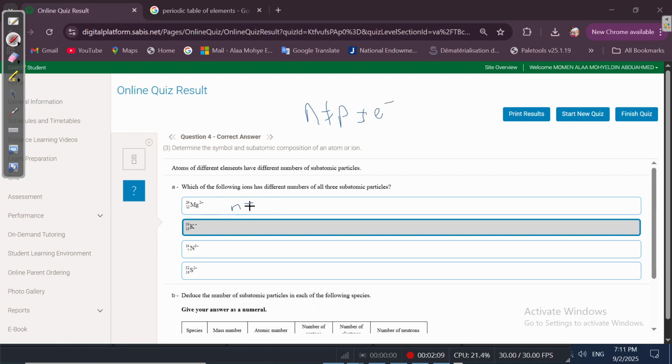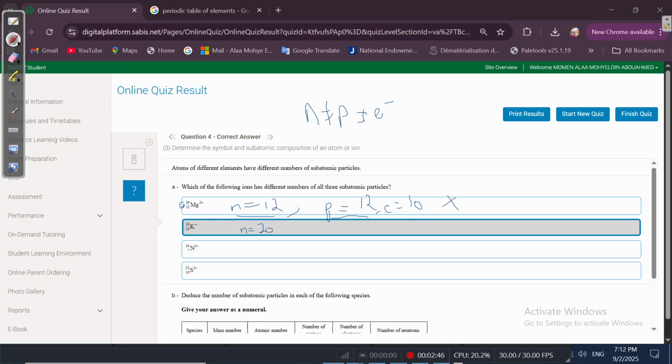Magnesium: the neutrons are the top number minus the bottom number, which is 24 minus 12, which is 12. The protons are the bottom number, which is 12. The electrons are the bottom number, depending on the charge. It used to be 12, then 2 electrons were removed to become 2 plus, so now it's 10. The neutrons and the protons are equal to each other, so this is not a solution.